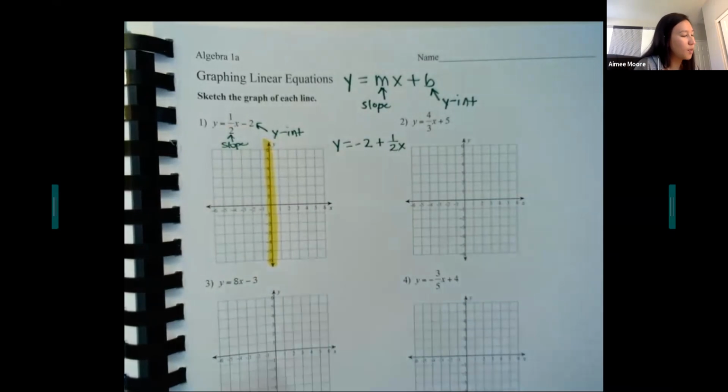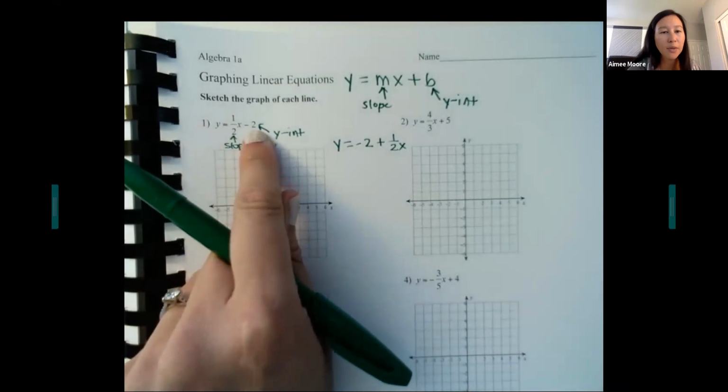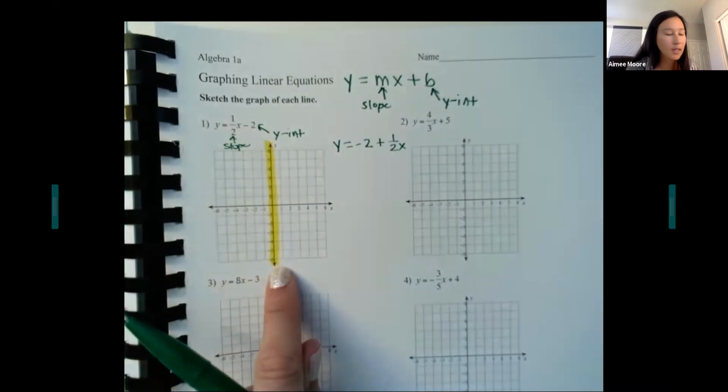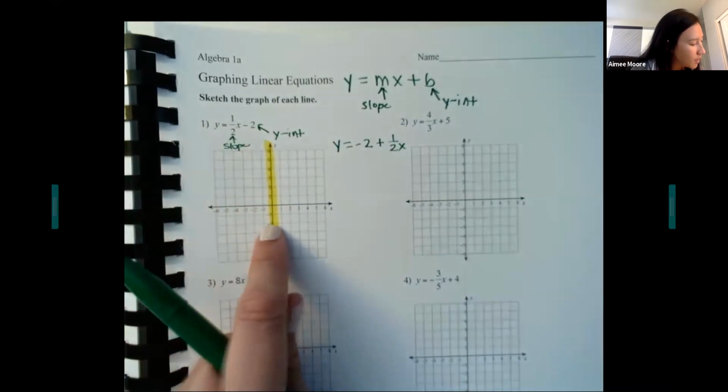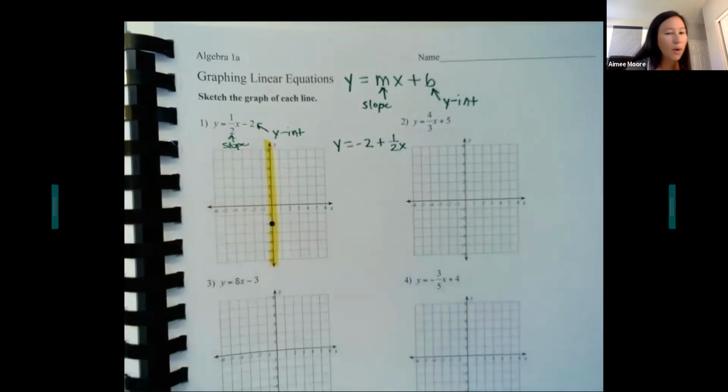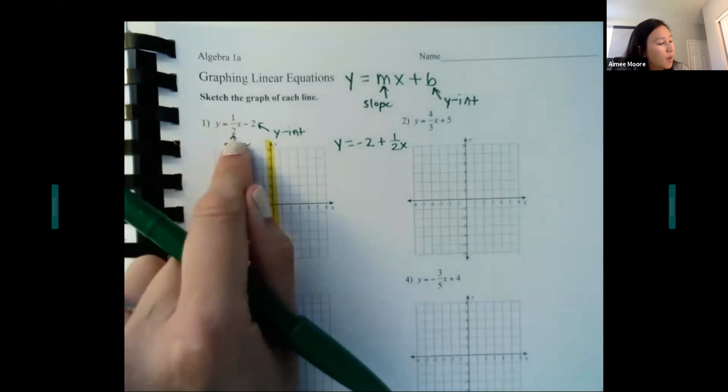Okay, so the y-intercept is -2. So I highlighted my y-axis. I just have to find where -2 is. That's right there. So that's my y-intercept. Any questions how to graph the y-intercept? Okay, and then slope is a +1/2.